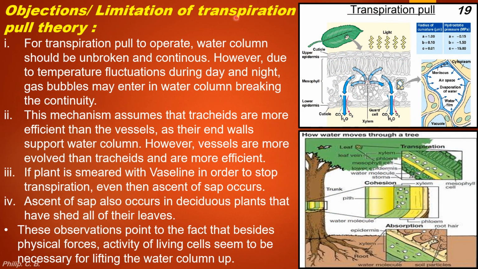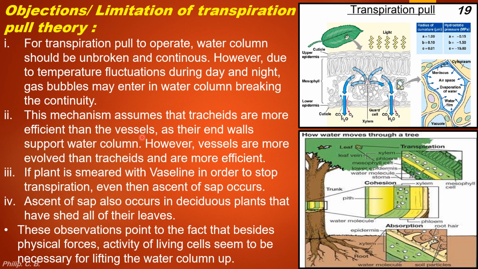Okay, now objections and limitations of the transpirational theory, similar to the earlier one. For the transpirational pull to operate, the water column should be unbroken and continuous. However, due to temperature fluctuation during day and night, gas bubbles may enter the water column, breaking the continuity. So one of the questions is that gas bubbles may form because of fluctuation in daytime and nighttime, so there may be some breakup in between, or a discontinuous water column. It will not be continuous as such in the case of the transpirational pull theory.